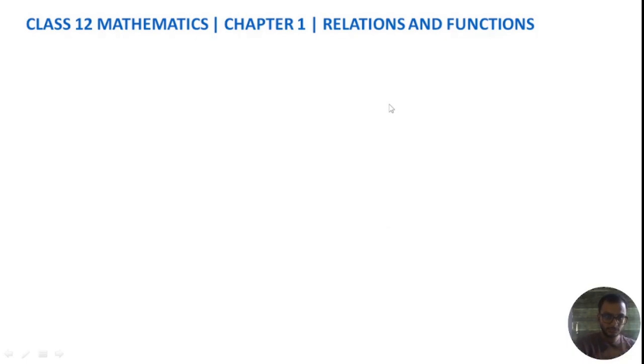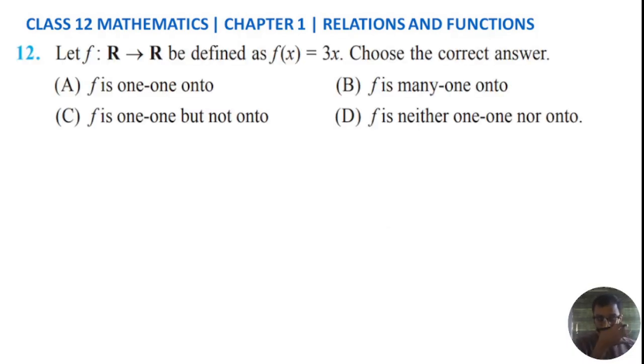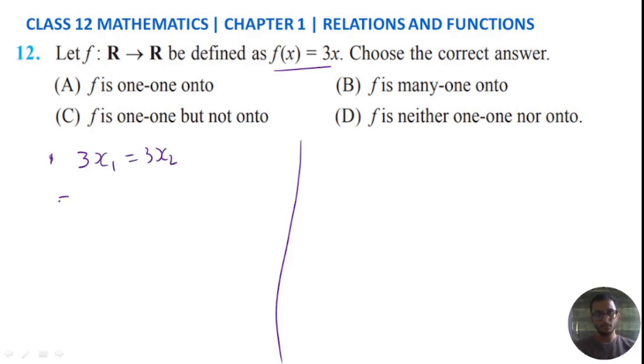Okay, let's move to the next question. Next question is very easy. Our function is defined as f of x equals 3x. We again need to check whether it is one-one and onto. Since this is an MCQ, you can do it directly: take 2 points such that the function values are the same, that is 3x1 equals 3x2, and check whether we get x1 equals x2. Surely you can divide both sides by 3, so you get x1 equals x2, which shows that our function is one-one.